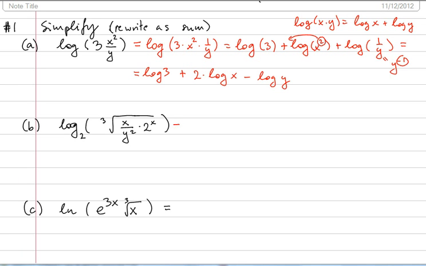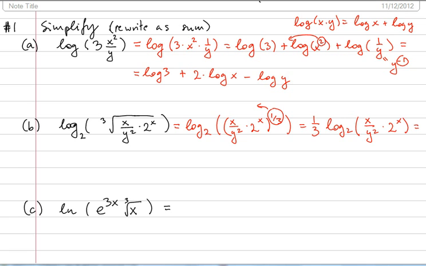In the next problem, the radical is going to be an exponent of 1/3. So I'll rewrite this as an exponent. I'll have x over y squared times 2 to the x, all raised to 1/3. That's how I rewrite the cube root. It's the exponent of 1/3. And then I use the property of logarithms that this comes out. So I'll have this is 1/3 log base 2 of, and I copy the base here, so x over y squared times 2 to the x.